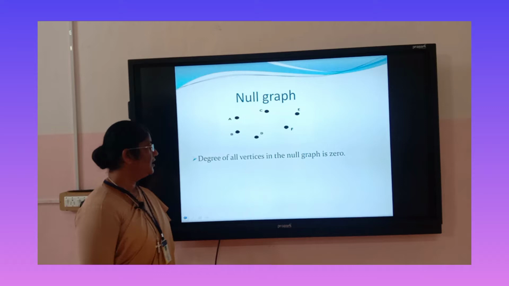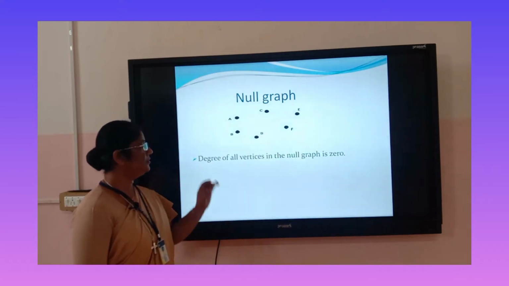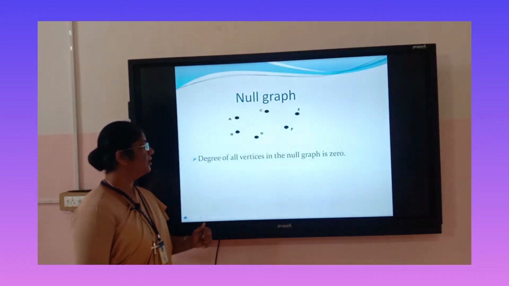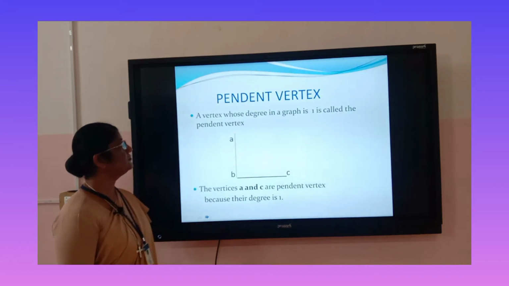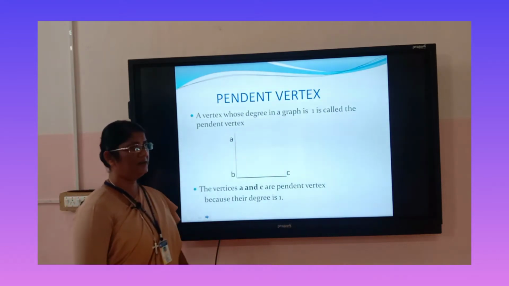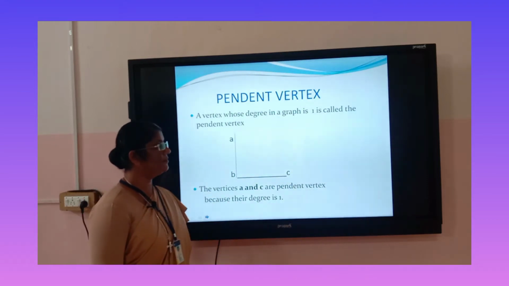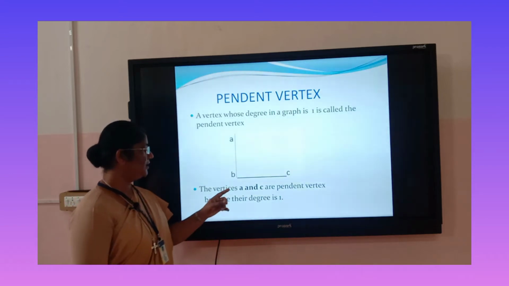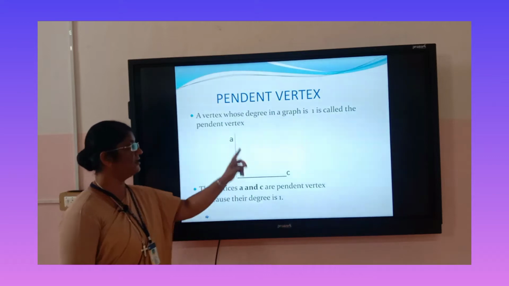Null graph. Degree of all vertices in the null graph is 0. So if we take all the vertices, for all the vertices the degree is 0. That's why we name this graph as a null graph. The definition of pendant vertex. A vertex whose degree in a graph is 1 is called a pendant vertex. The vertices A and C are pendant vertices because their degree is 1.